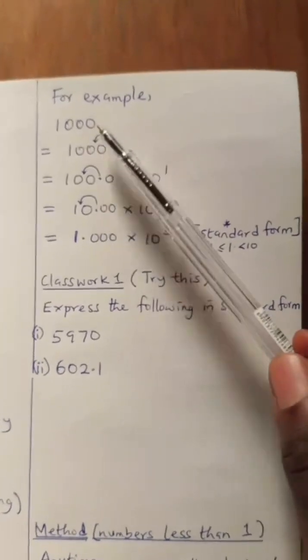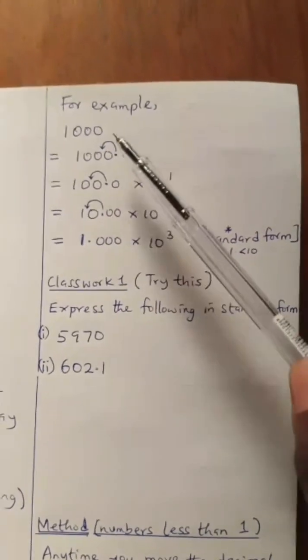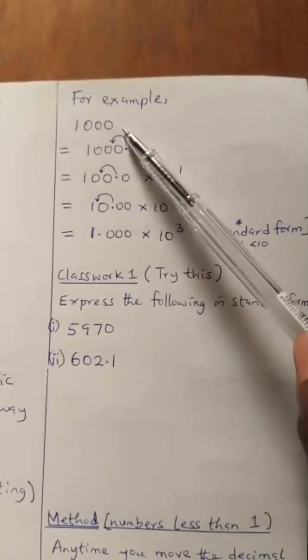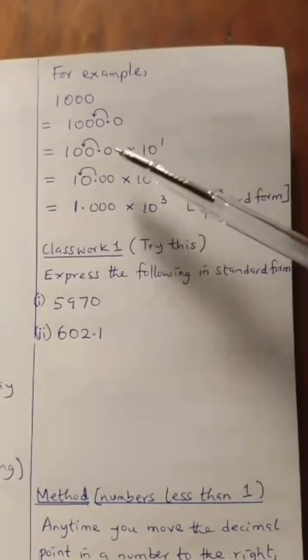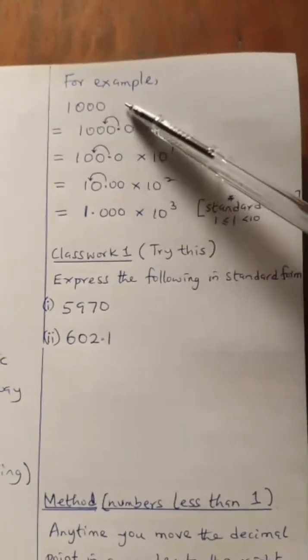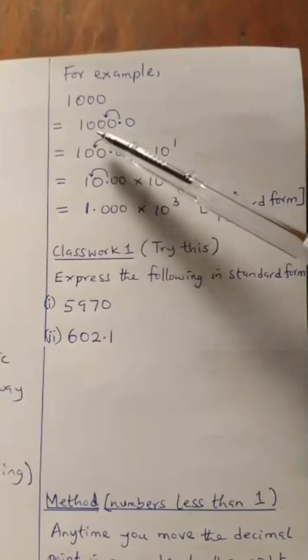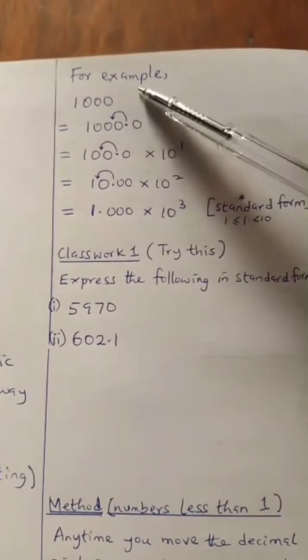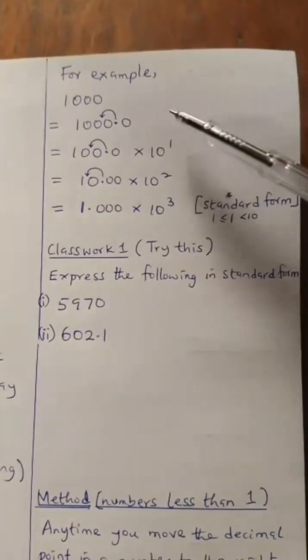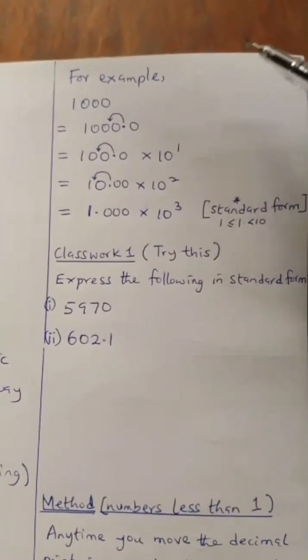All right, for example, look at this number, 1,000. 1,000 can be written as 1,000.0. When you don't have a decimal point in a number, just add .0. So a typical example is 1,000, which can be written as 1,000.0. Just like 200 can be written as 200.0, and 560 can be written as 560.0.